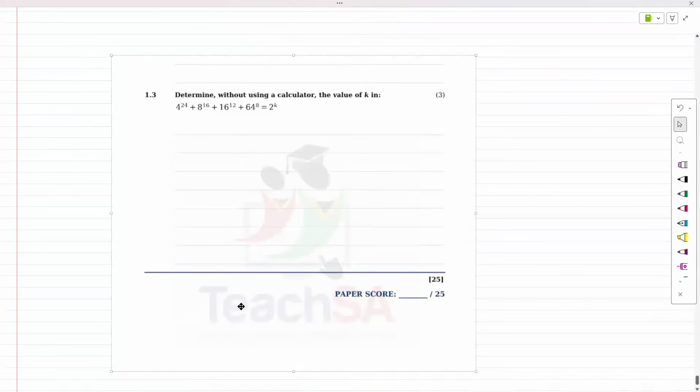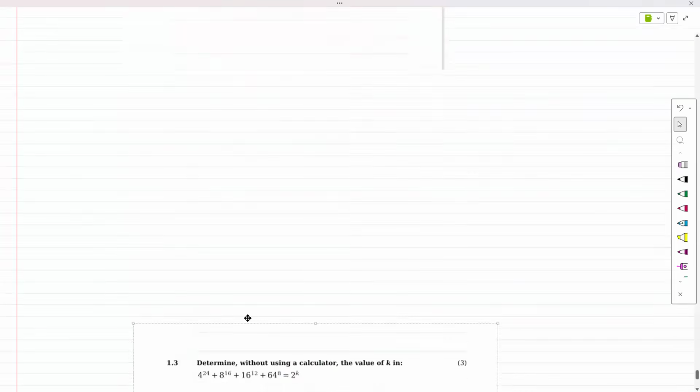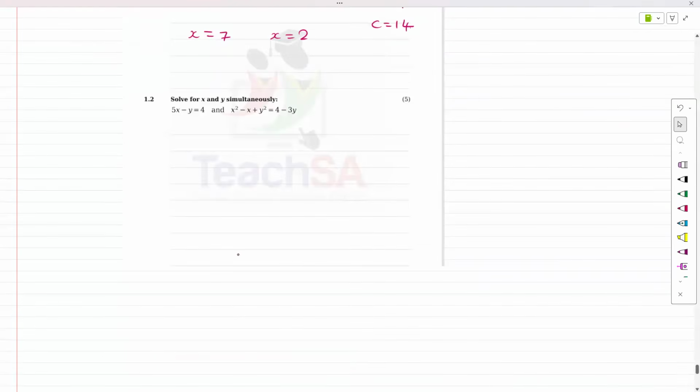Let's try and move this out of the way. Guys, the simultaneous question generally doesn't look too bad. 5x minus 4 equals y. That's equation 3. We're going to sub 3 into 2. There's my equation 2.